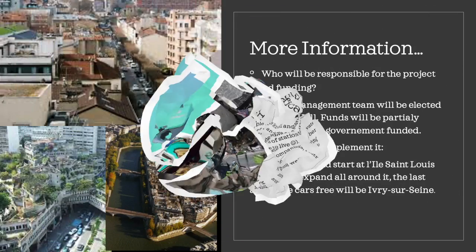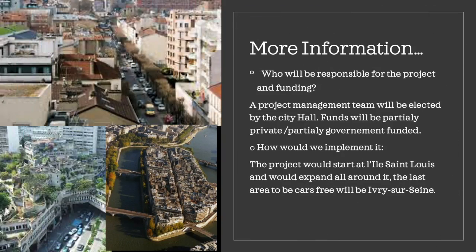And then they moved on to talking about who would be responsible for the project, who would fund the project, meaning who would pay for it, and where it would start. So they talked about a project management team elected by City Hall, funds being public and private, and that they would start at Ile-Saint-Louis, which might be the easiest to ban cars because there aren't very many cars to begin with, and then work out eventually getting to the suburbs of Paris.